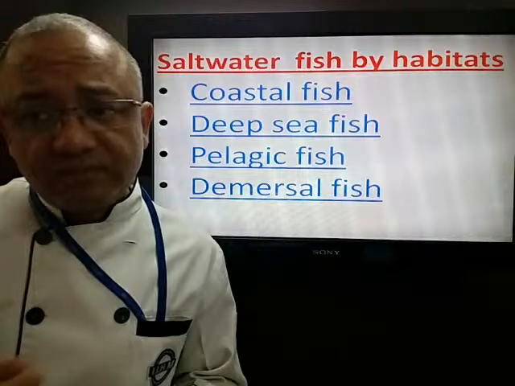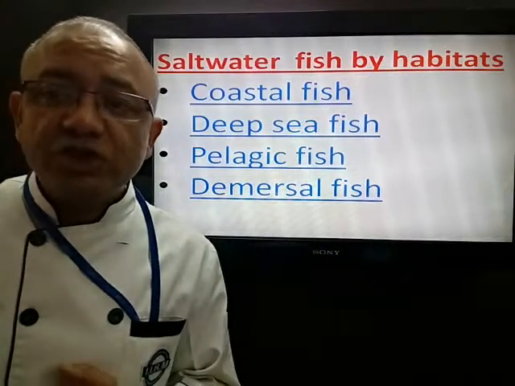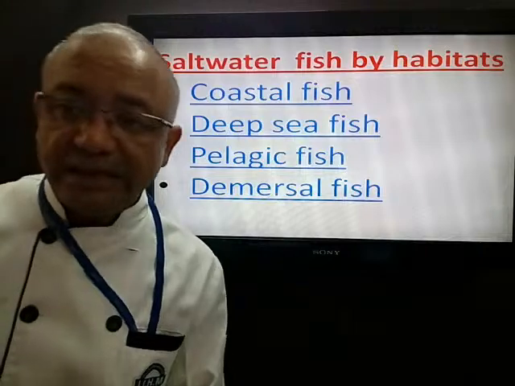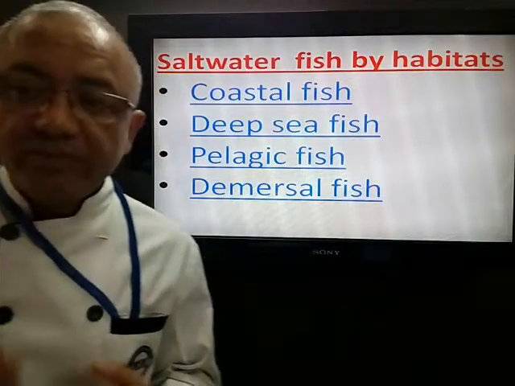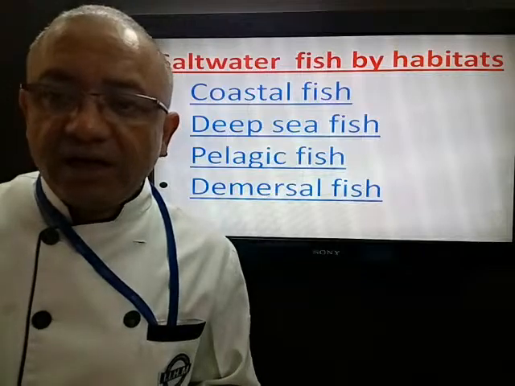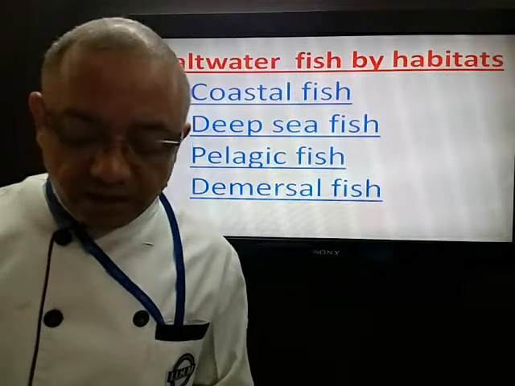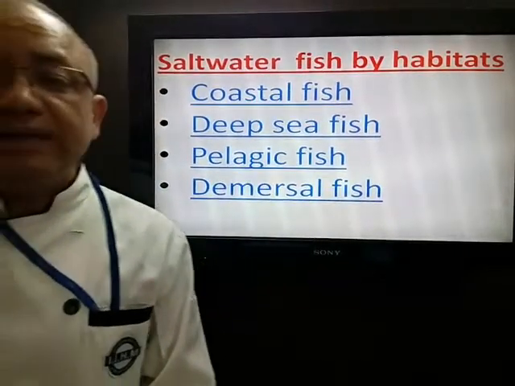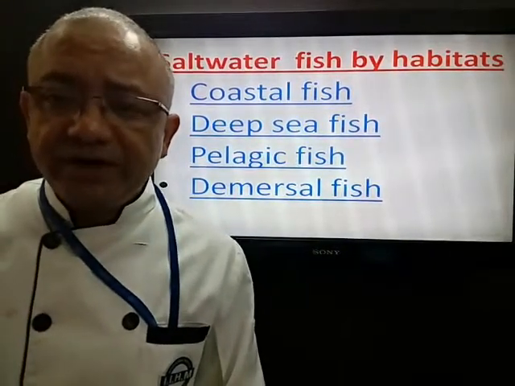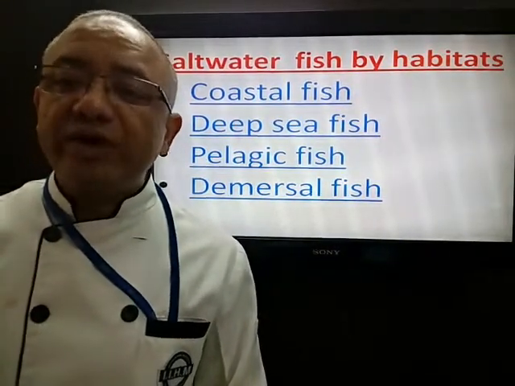And they inhabit the area between the shoreline and the edge of the continental shelf. When we mean the continental shelf, there is a shift in the lining. They are not in, they are a little bit farther out. Then there is deep sea fish, and the deep sea fish lives below the photic zone.